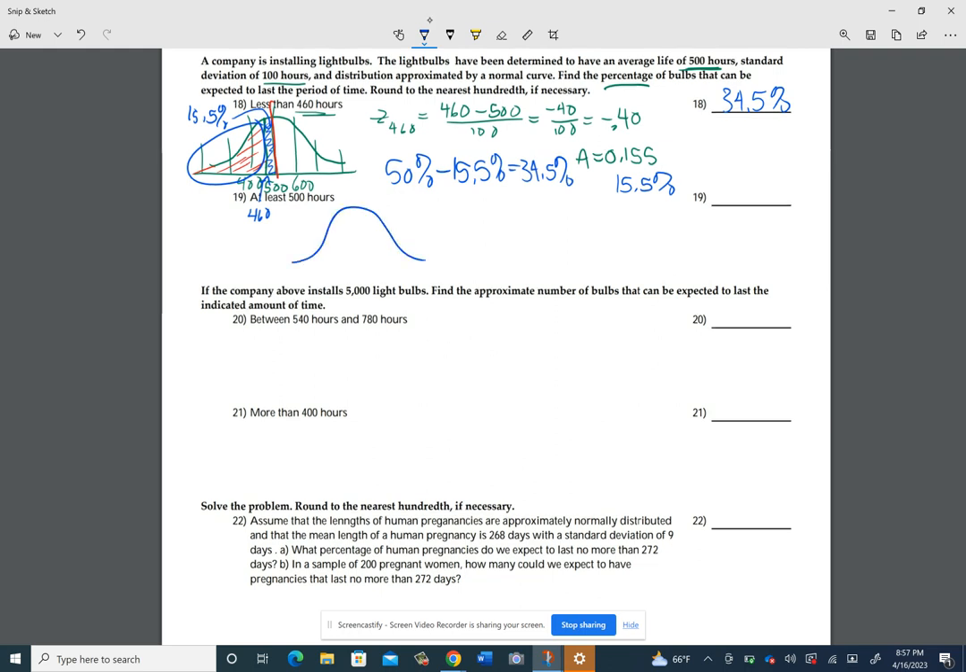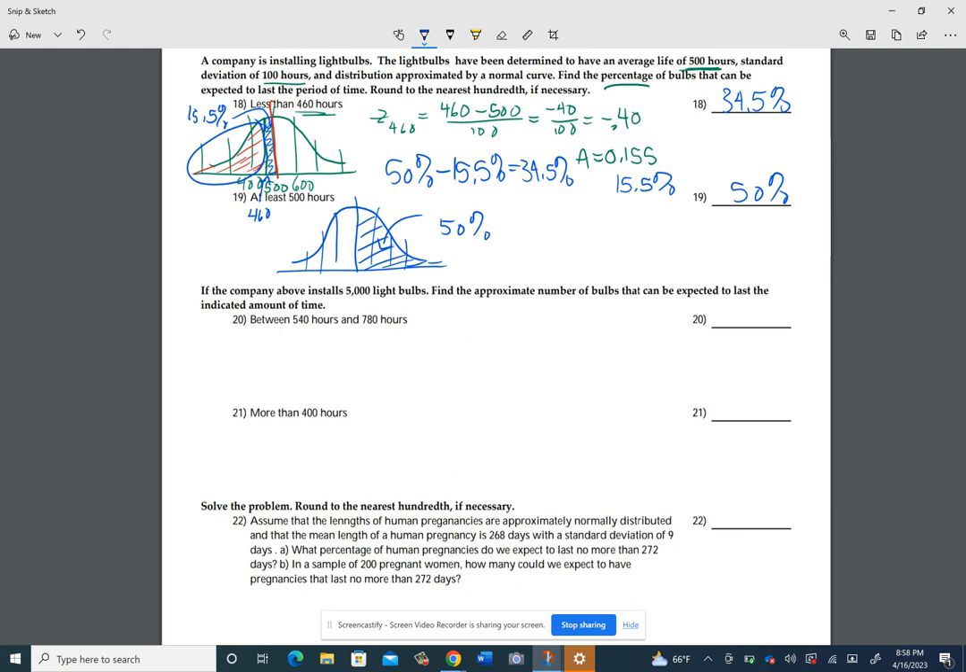All right, let's think about 19. On 19, normally distributed, there's the mean, there's 1, 2, 3 above, 1, 2, 3 below. This one wants us to find the percentage of the bulbs that could be expected to last at least 500 hours. Well, the mean is 500 hours, isn't it? At least 500 means 500 on up. So that would be that. And can you see from that graph that that would be 50%? 50% of the bulbs should last more than the average. So that one I didn't really have to calculate.